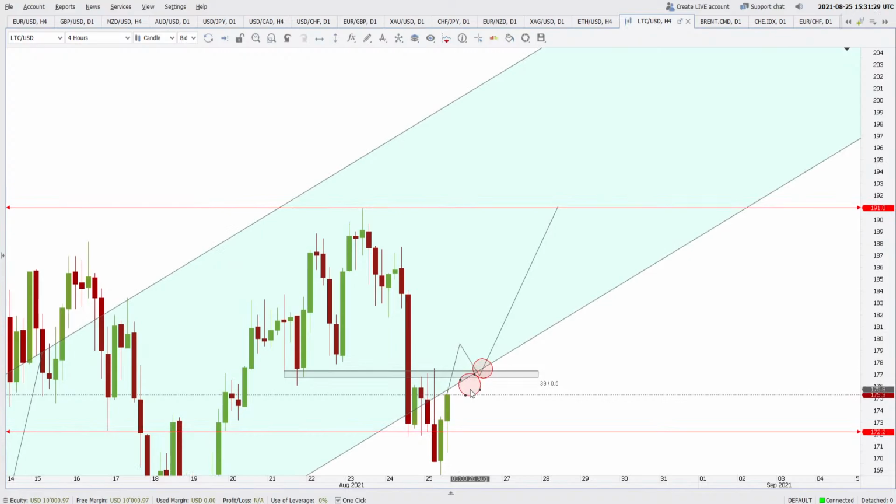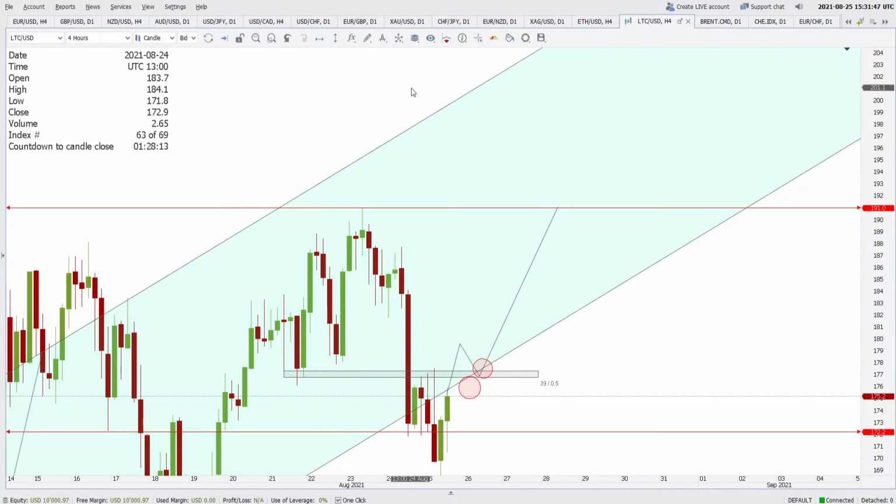This ellipse that I have made is for the confluence of resistance here. If this resistance is broken and the price comes back again from the top to this area to test it as a support, that will be your go-to to open a buy position in this 191 region. I hope you got it.